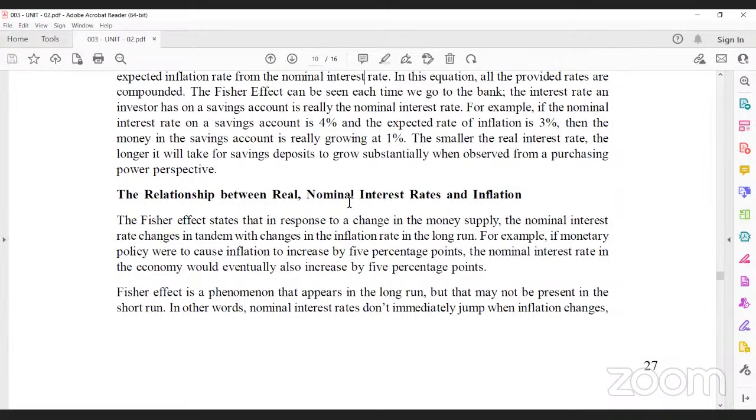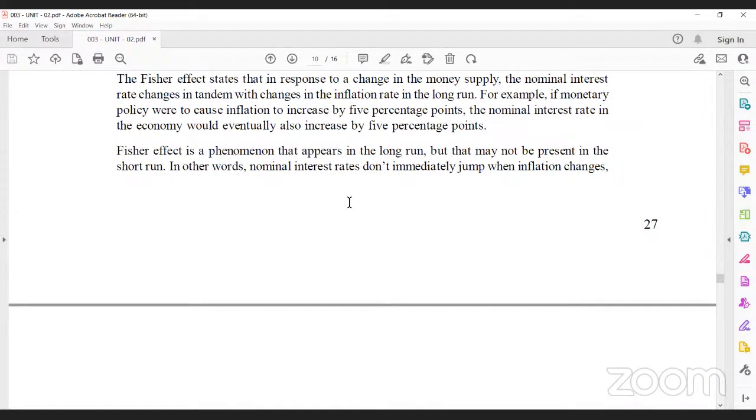Suppose a small example: if monetary policy causes inflation to increase by say 5%, the nominal interest rate in the economy would eventually increase by 5%. This phenomenon appears in the long run but may not be present in the short run. It applies only to the long run because it's a long duration.